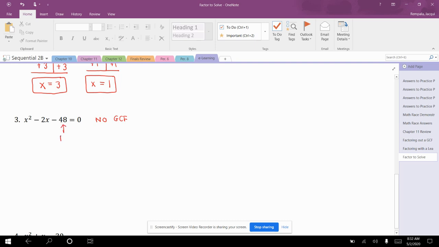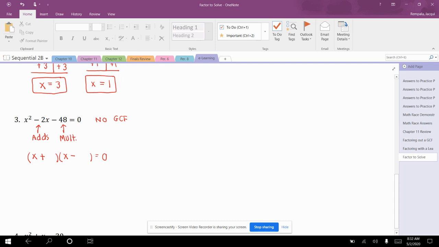So what multiplies to the last number but adds to the number in the middle? And because there is no number in front of the x, I know that each of my factors are just going to start with an x. Because it has to multiply to a negative, that means one of my parentheses has to have a negative sign and one of them has to have a positive.